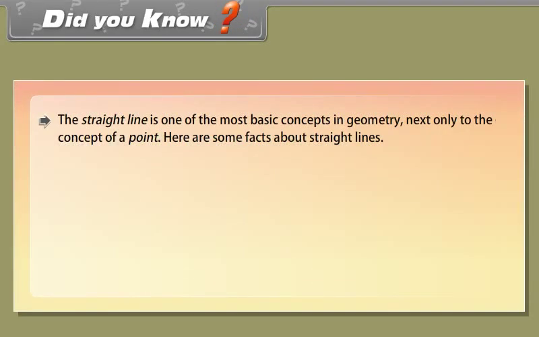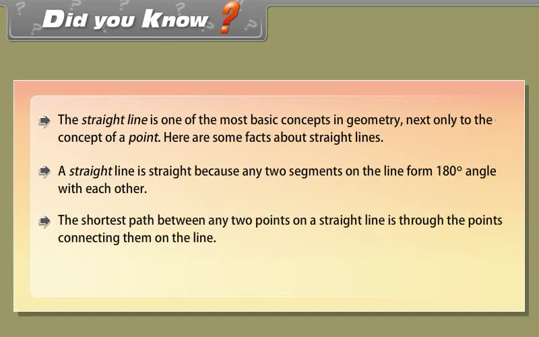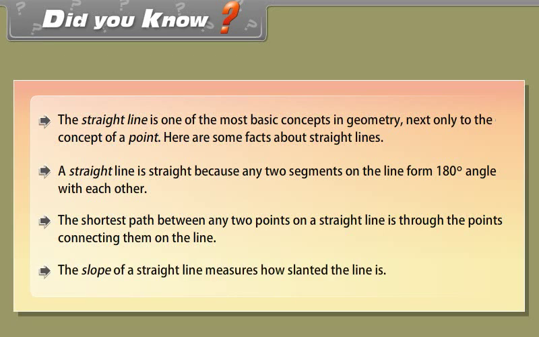Did you know? The straight line is one of the most basic concepts in geometry, next only to the concept of a point. Here are some facts about straight lines. A straight line is straight because any two segments on the line form a 180 degree angle with each other. The shortest path between any 2 points is through the points connecting them on the line. The slope of a straight line measures how slanted the line is.